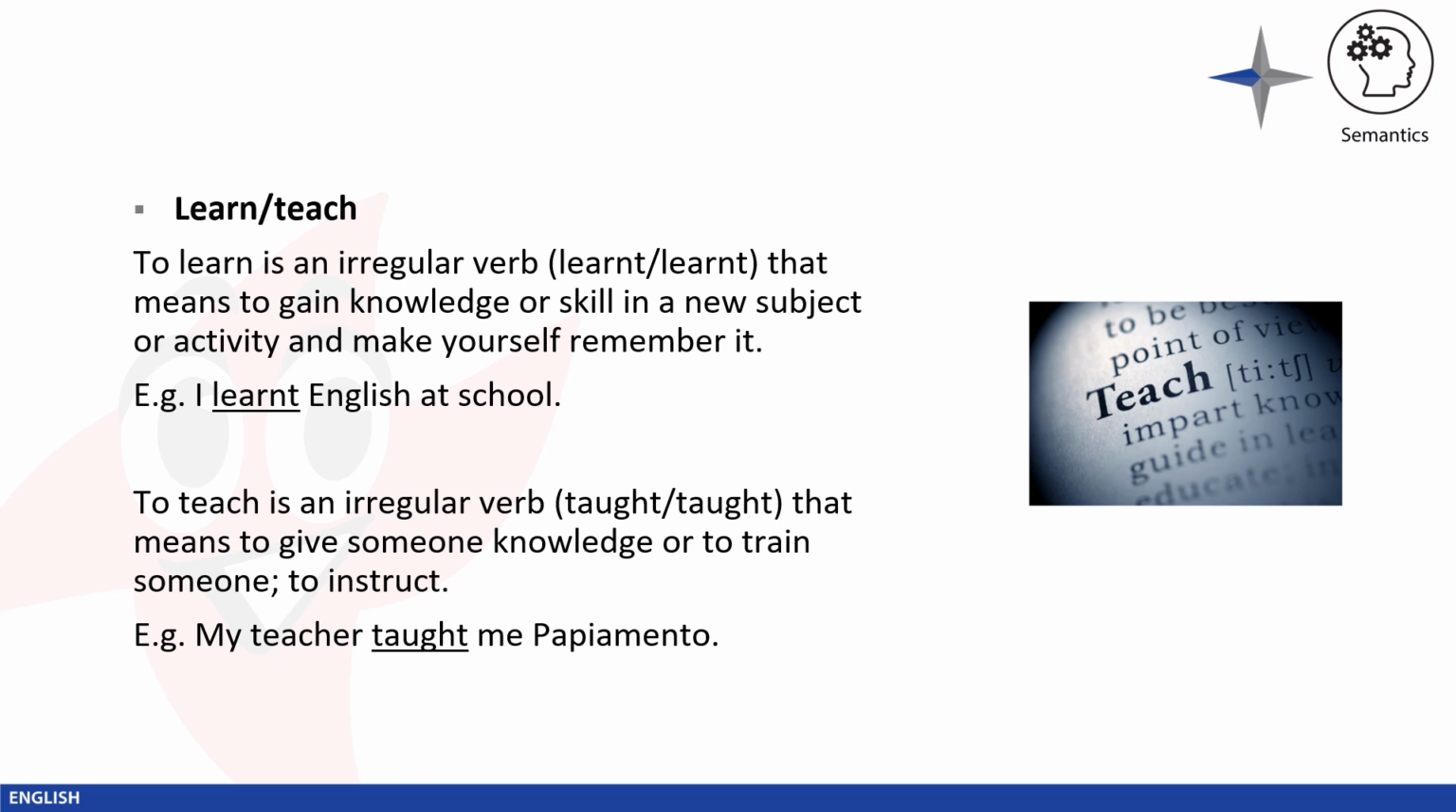My teacher taught me Papiamento. So you cannot say my teacher learned me Papiamento. I learn it, so I do it myself. Then I use learn, the verb. And if someone teaches me something and I learn from it, they say the person that does the teaching, my teacher taught me Papiamento in this sentence.